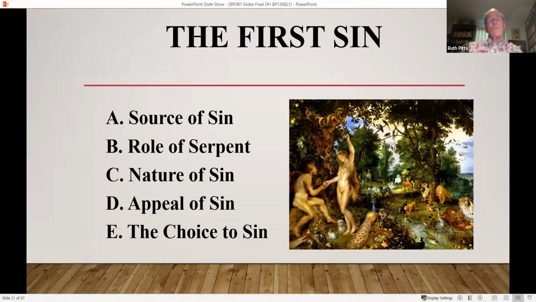But there's also important in the story the choice to sin. So there is a responsibility on the part of the individual. So you choose to eat of the apple or fruit, whatever it was. It's not named, I guess.